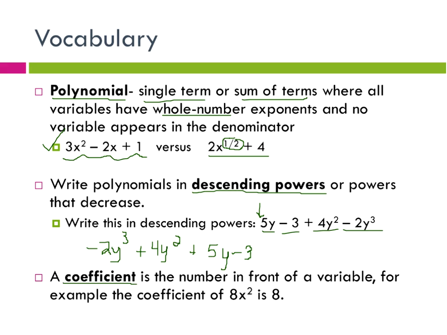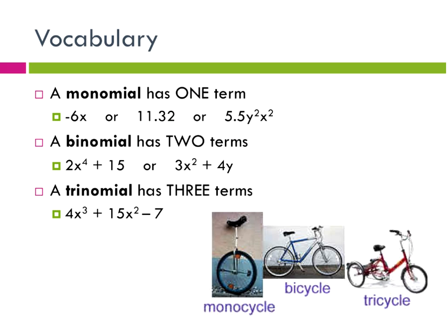So another word we need to know is coefficient. And coefficient is the number that's in front of a variable. For example, the coefficient of 8x squared is 8. Sometimes if we had just something like x cubed, the coefficient there would be 1, even though we don't normally write that. So that's just a little vocabulary to make sure that we're all on the same page as we talk through this lecture today.